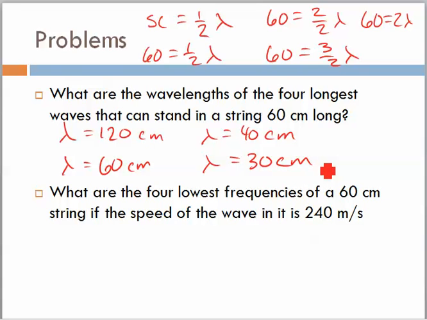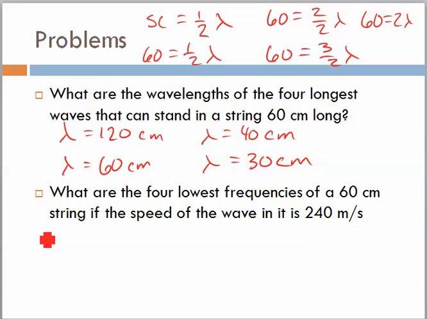Well, now that we've done this, this is what are the 4 lowest frequencies of a 60 centimeter string if the speed of the wave is 240 meters per second. Well, that's what we found. The longer the wavelength, the lower the sound, the lower the frequency. So I can find the period for each of these and then go back and find that frequency. So I'm going to do one example and let you guys do the other 3.